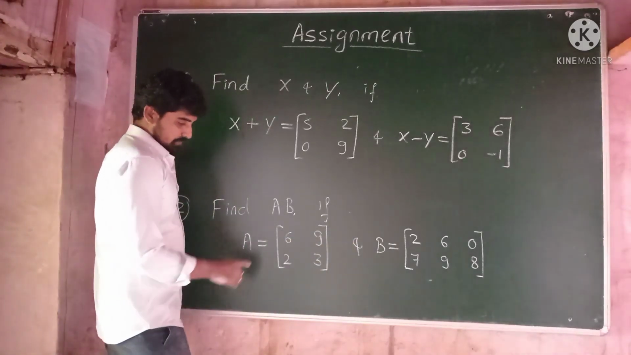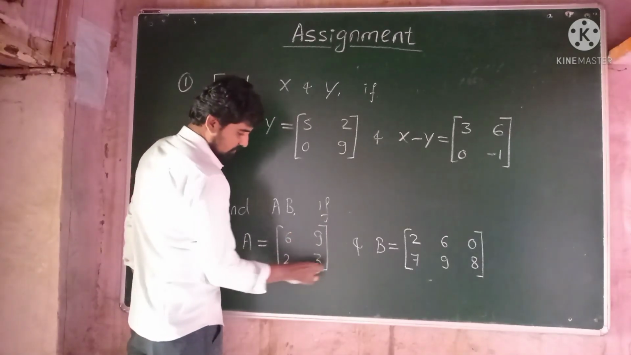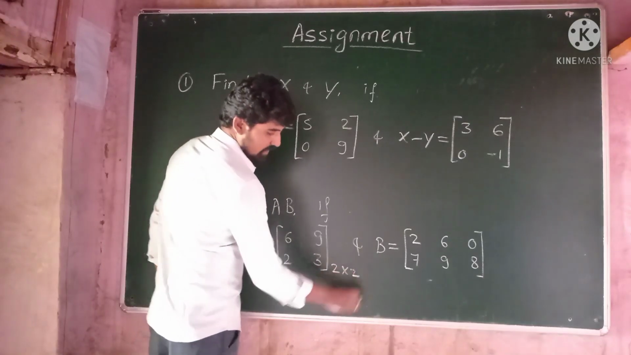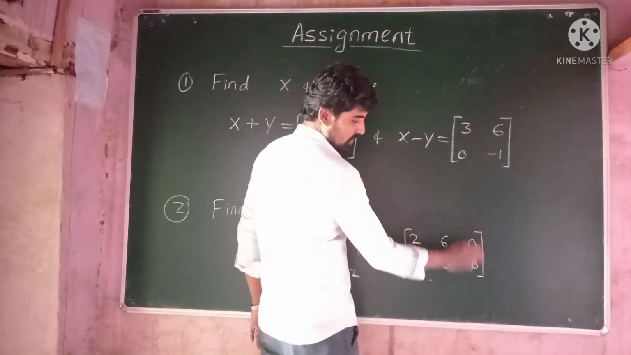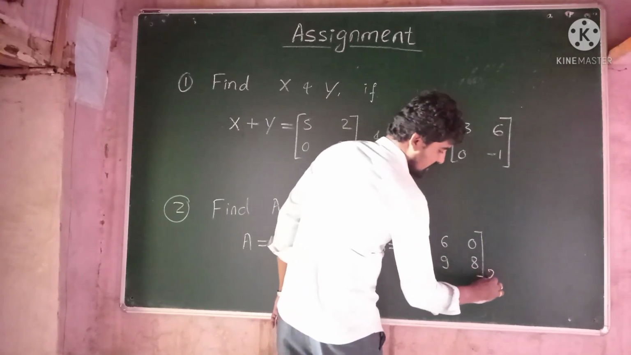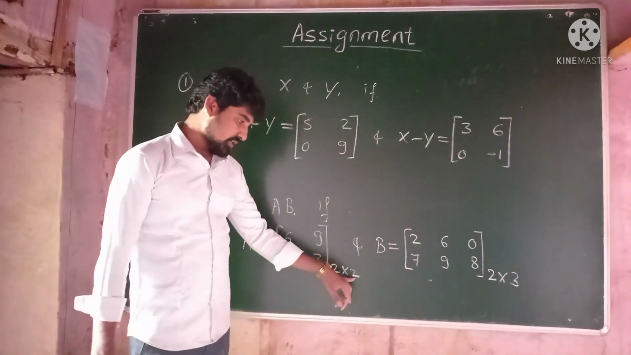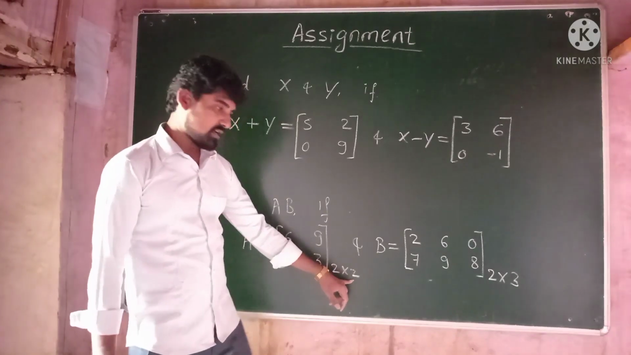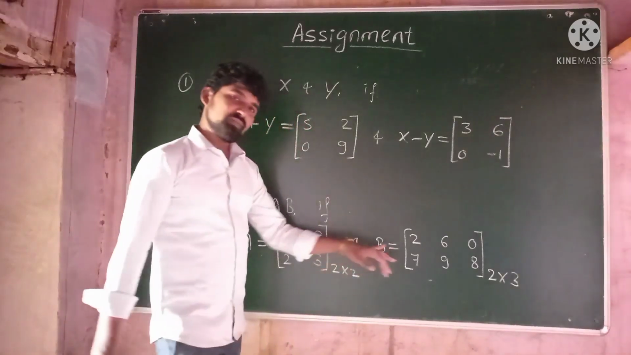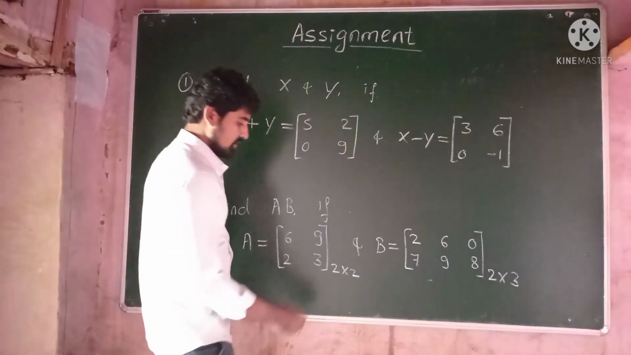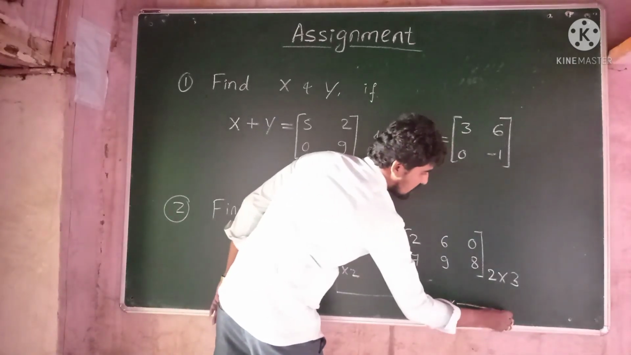So you may observe here, matrix A has 2 rows and 2 columns. Therefore, the order of matrix A is 2 cross 2. And matrix B has 2 rows and 3 columns. Therefore, the order of matrix B is 2 cross 3. So here the number of columns in the first matrix is equal to the number of rows in the second matrix. Therefore, the product of these two matrices is possible, and the order of the resultant matrix AB should be 2 cross 3.